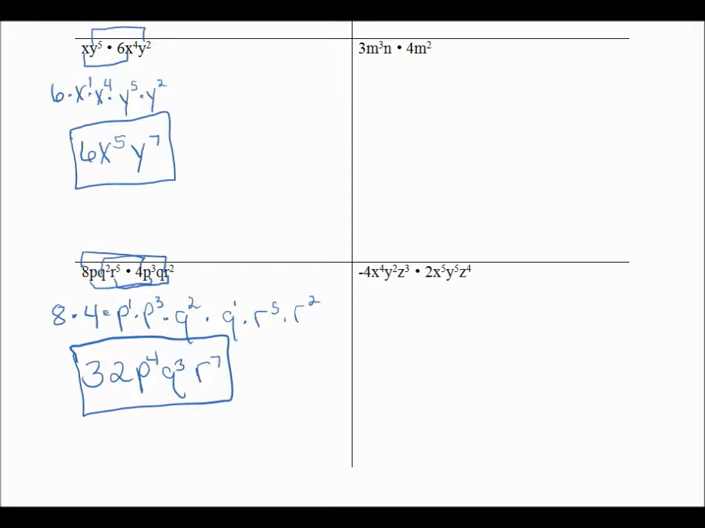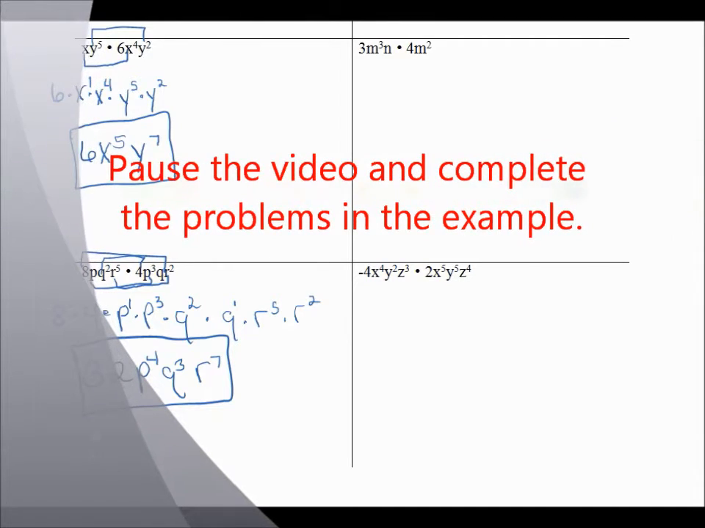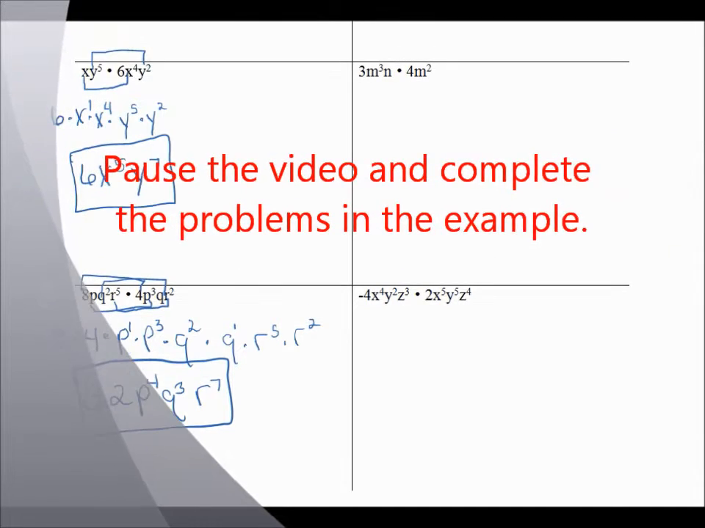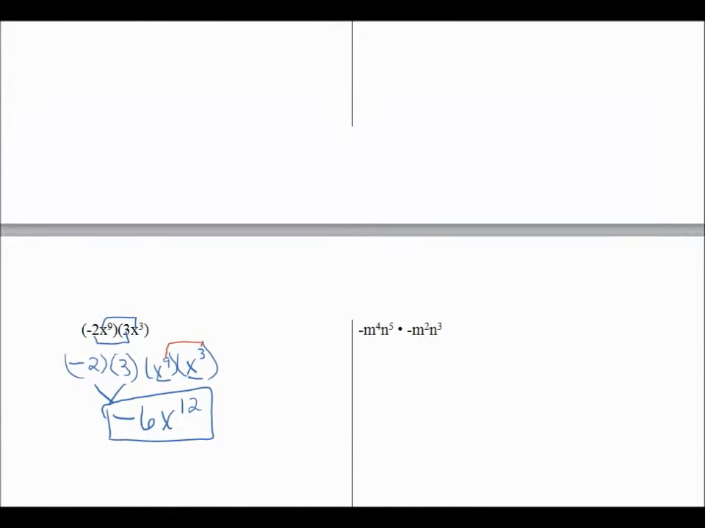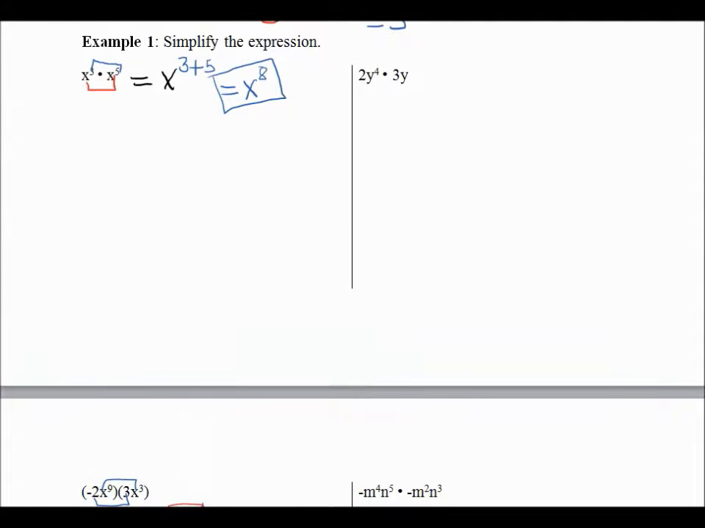Now, what I want you to do, I want you to pause the video, go back to the first problem. Let me scroll back up for you. I want you to go back to this first problem that we didn't do, and I want you to do the right hand side of the paper by yourself. Then I want you to restart the video and check your answers.